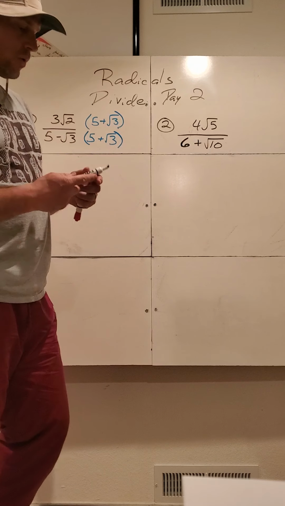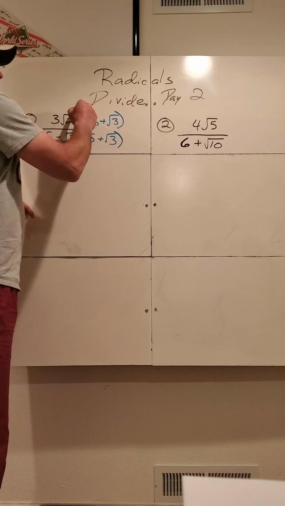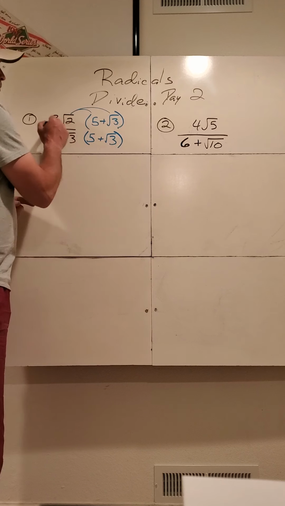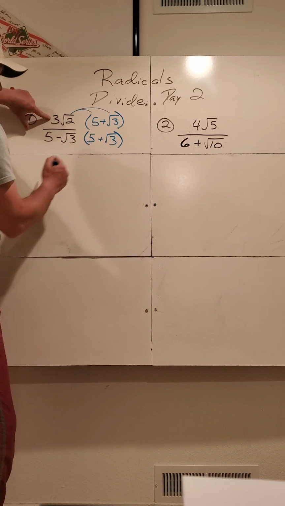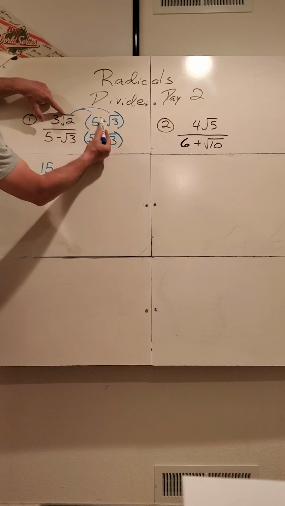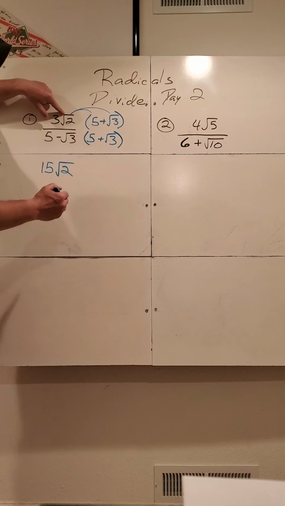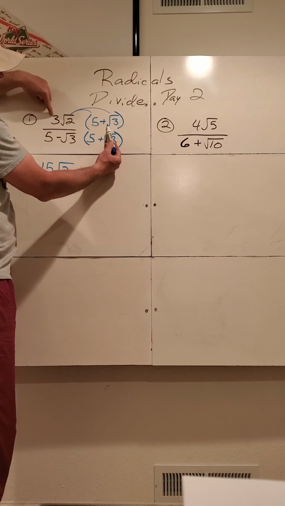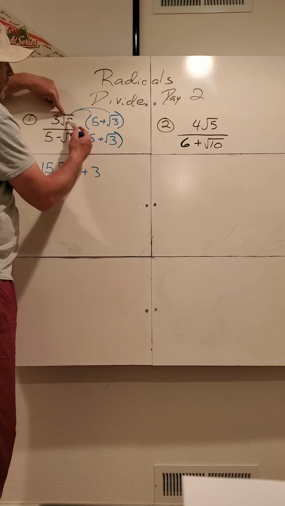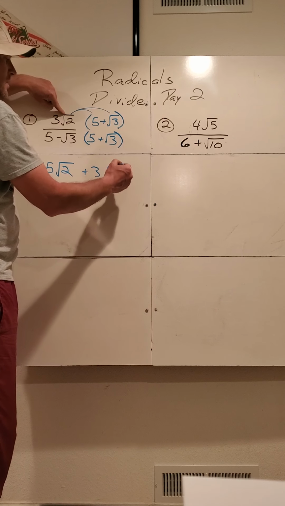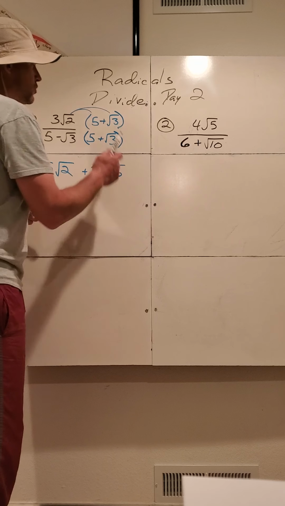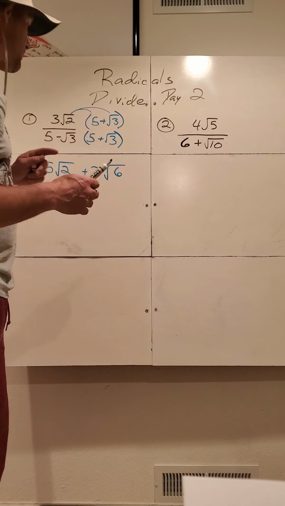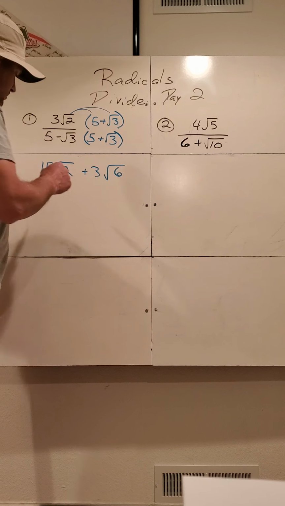So now on the top, I've got a nice simple distribution problem. 3 root 2 times 5. Whole number, that's what gets multiplied together. Radical, no radical, so that stays as 15 root 2. Now when I do the second distribution problem, whole number times whole number would be 3. Radical times radical is root 6. Remember, just like any other distribution problem, we treat these as two separate terms. The plus and the minus is a big deal there. All right, so there's my numerator.